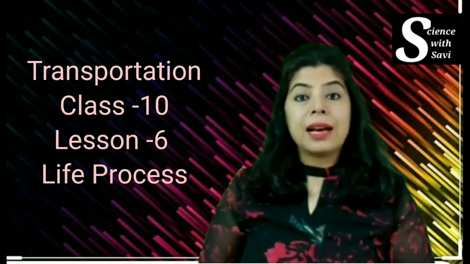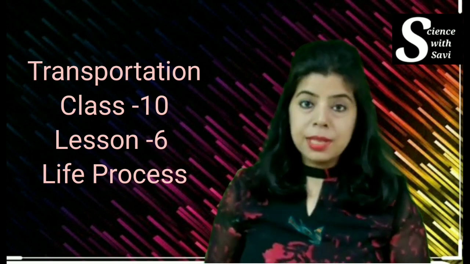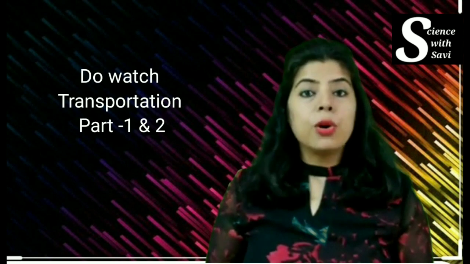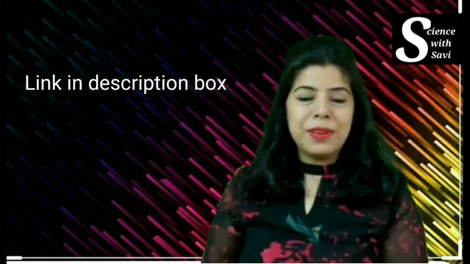I have started the topic of transportation, which is there in class 10, lesson number 6, life process. I am taking this topic from the last two videos. I have already discussed blood, its components. We talked about the blood vessels. Again, we talked about the different kinds of circulation, closed and open, single circulation, double circulation, and also how the heart has undergone evolutionary changes right from fishes to mammals. So everything has been discussed in the two videos which I have posted already. You will get the link in the description box, so please go and look at those videos.